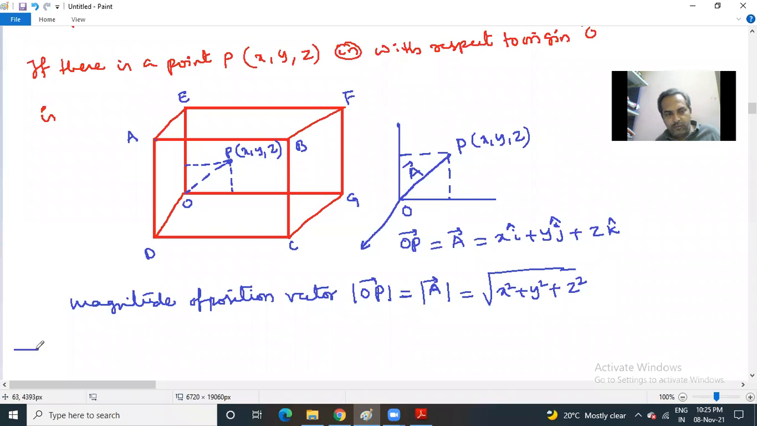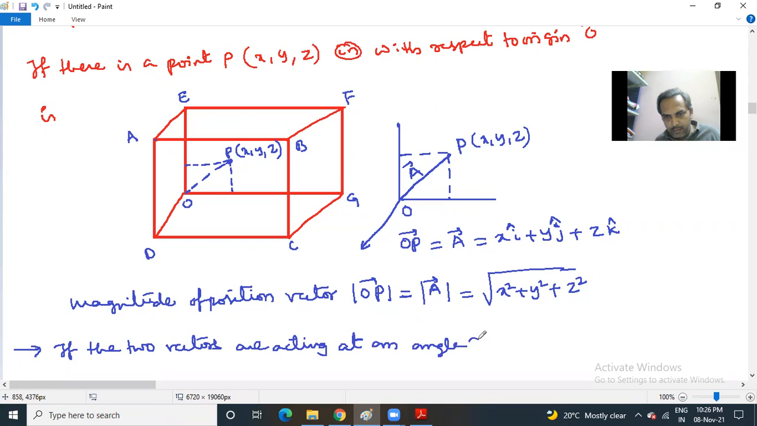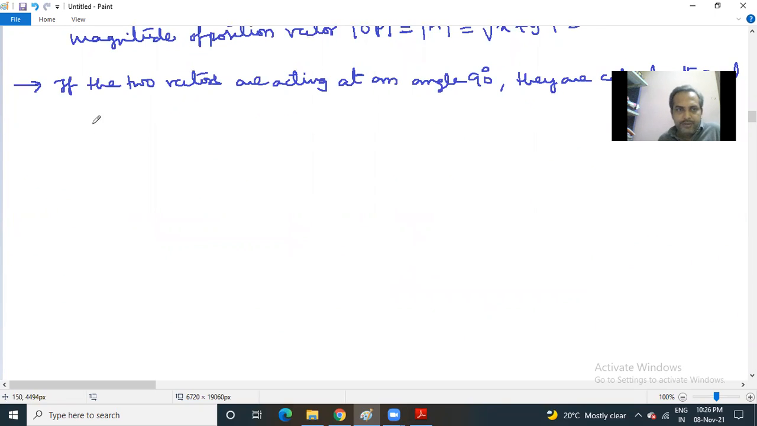So here there is one more point. If two vectors are acting at an angle of 90 degrees, so they are called orthogonal vectors. Orthogonal vectors. Now let us move to addition and subtraction. First let me move to addition of vectors.